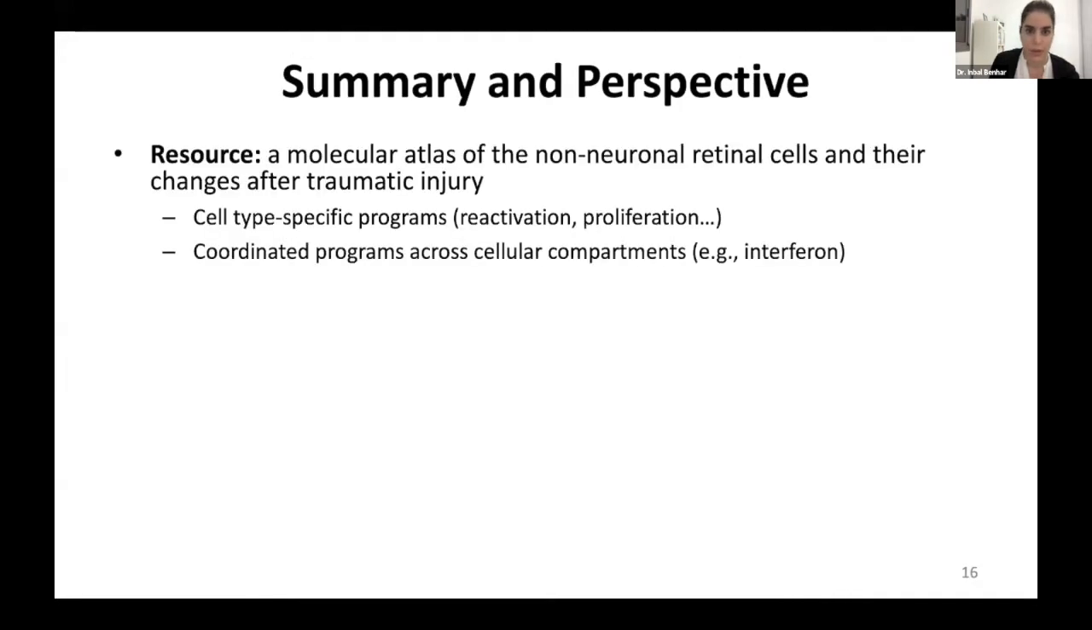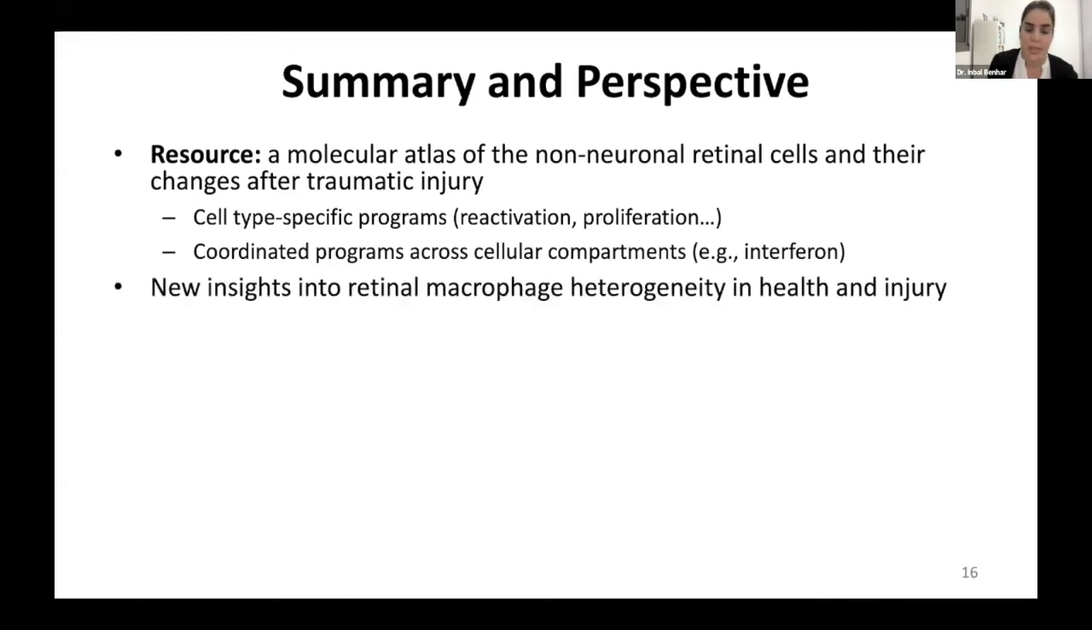So putting this all together, what I showed you today is a molecular atlas that we created of the non-neuronal retinal cells and their changes after traumatic injury. We looked both at cell type specific programs such as reactivation and proliferation, and we graduated towards coordinated programs across cellular compartments. For example, I showed you the interferon program. We also gained new insights into retinal macrophage heterogeneity, both at the steady state and after injury. And we're very excited to have all these tools with which to follow up on the many questions that have arisen as a result of finding out these subsets.